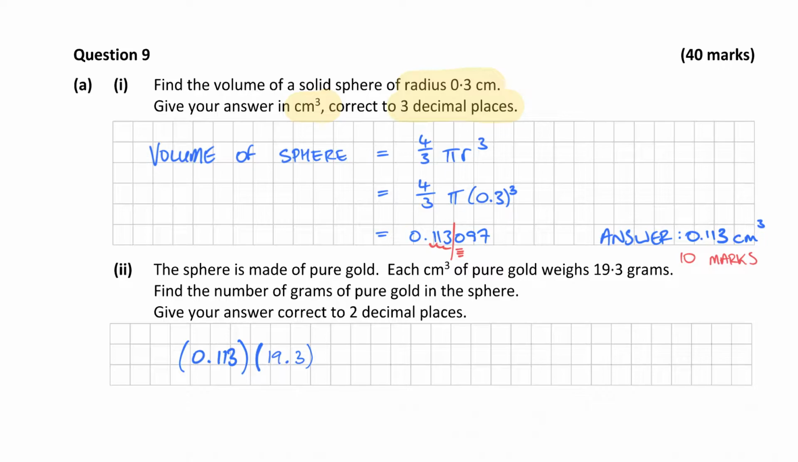If we do that, we'll get 2.1809. Again, they asked us to round that to 2 decimal places. So we go back 1, 2, draw a line, and look at the number that follows. In this case, it's 0 again. So the answer there would be 2.18, and that is in grams. If you got that much correct, there were actually 5 more marks going for that.